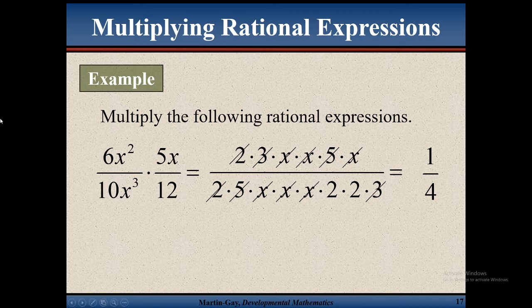Or you can simply multiply 6x squared times 5x. That would be 30x cubed, right? All over 10x cubed times 12, that would be 120x cubed. So simply you can cancel x cubed, and then 30 over 120 is simply 1/4.